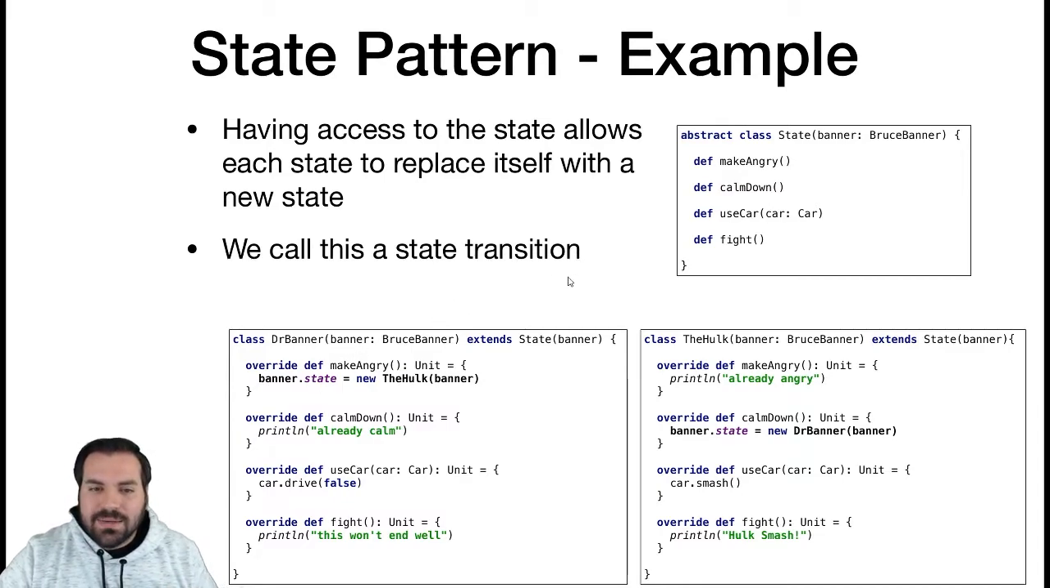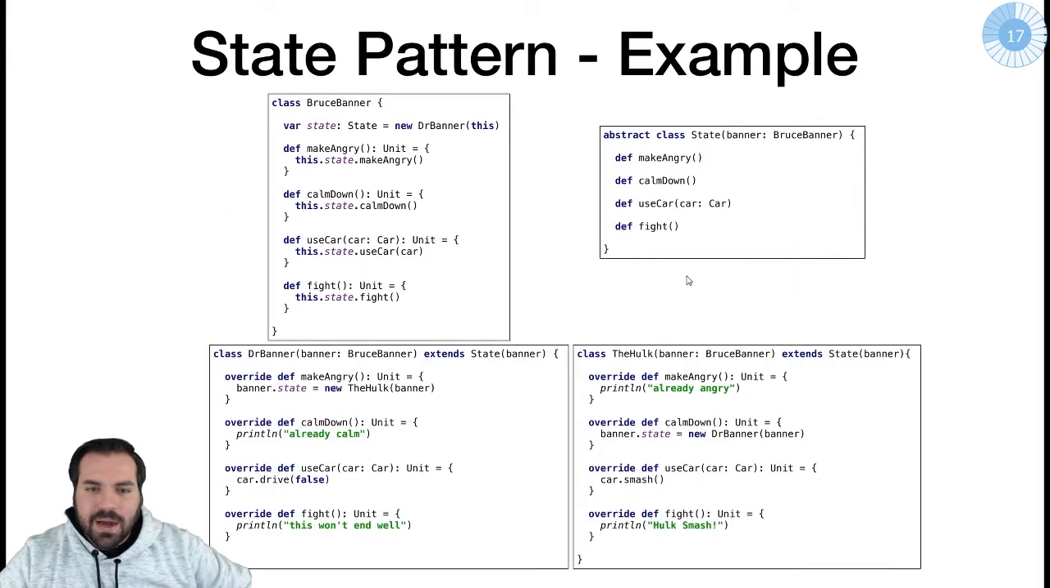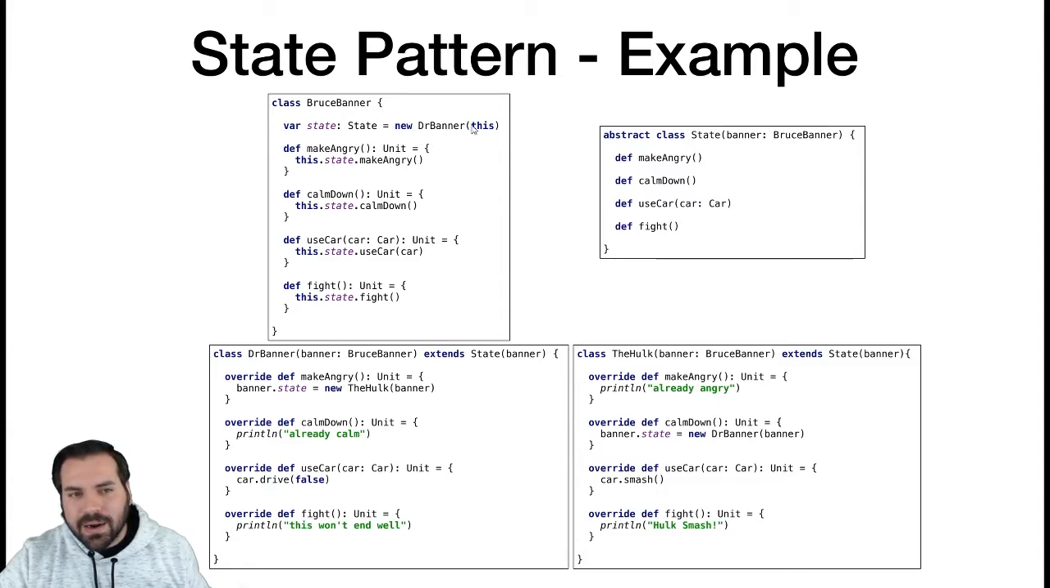What I'm saying is, through this code, I have all of it here. What I'm saying on this line is that when Bruce Banner is in the Dr. Banner state, this .state is going to be an object of type Dr. Banner. I'm going to call that makeAngry method. That's this method here in the Dr. Banner class. Banner.state, Banner is a reference to this Bruce Banner. .state equals not Dr. Banner anymore. It's going to equal the Hulk.